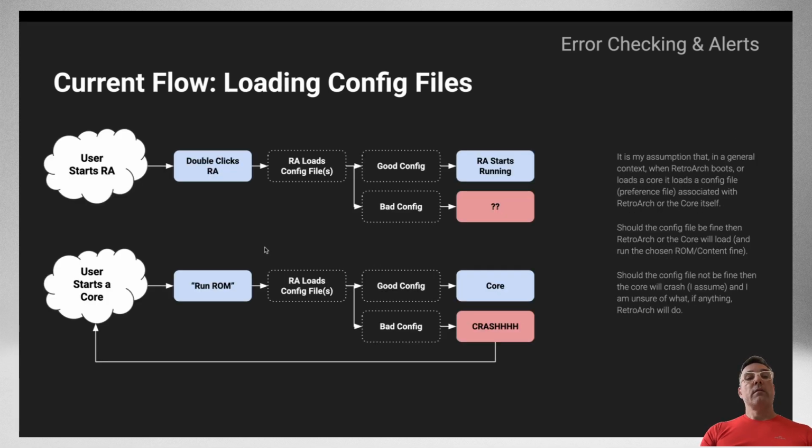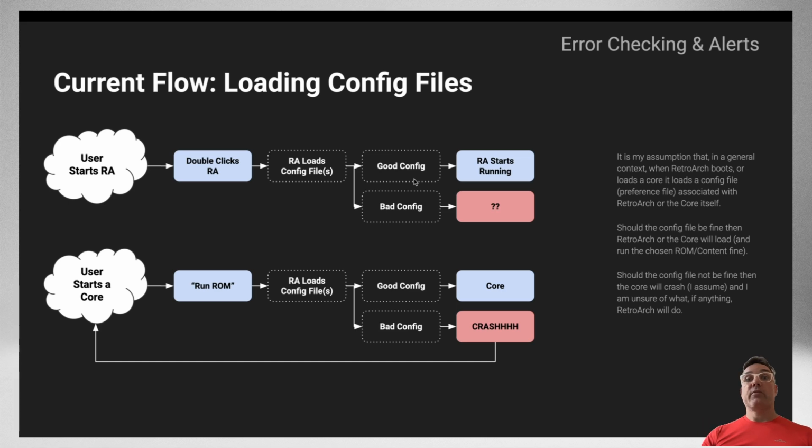And so when you load, obviously you load a core or you load RetroArch or whatever, RetroArch is going to load the various config files. And it doesn't really matter whether the config file is good or bad. It doesn't know that, right? It has, as far as I'm aware, no way of knowing that. And so if it loads a good config, great, things work. If it loads a bad config, then maybe the user doesn't notice, right?